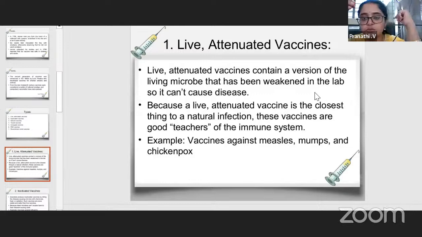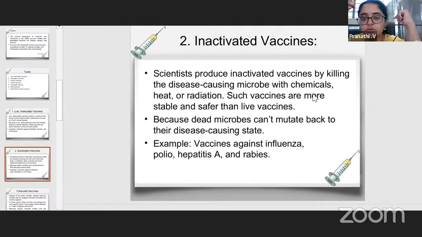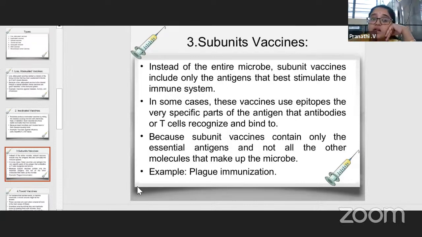Second is inactivated. They are going to kill the organism, but the protein is going to be taken. Such vaccines are stable and they are safer than the live vaccines, which can cause disease at any point of time. Examples are flu, polio, hepatitis A, and rabies vaccines. You have something called the subunit vaccine.